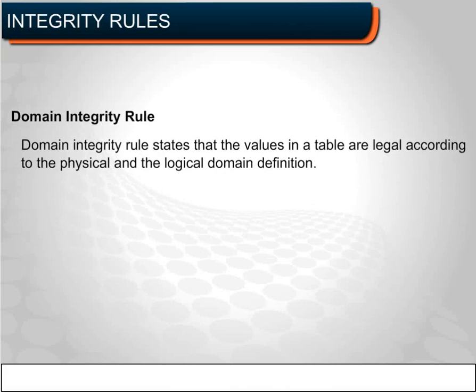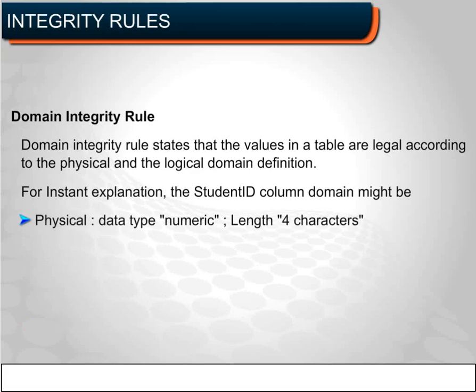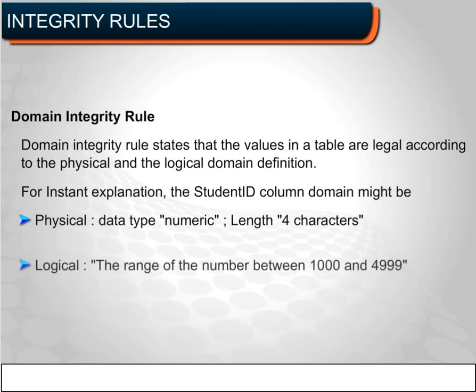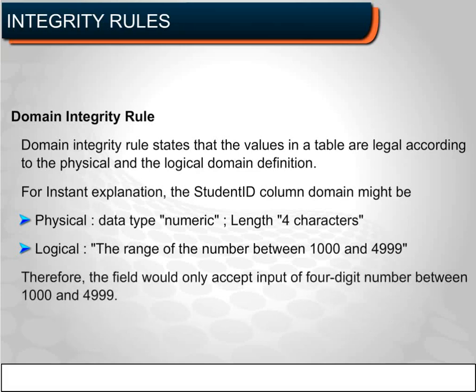Domain integrity rule states that the values in a table are legal according to the physical and the logical domain definition. For instance, as an explanation, the student ID column domain might be physical: data type numeric, length 4 characters. Logical: the range of the number between 1000 and 4999. Therefore, the field would only accept input of a 4-digit number between 1000 and 4999.